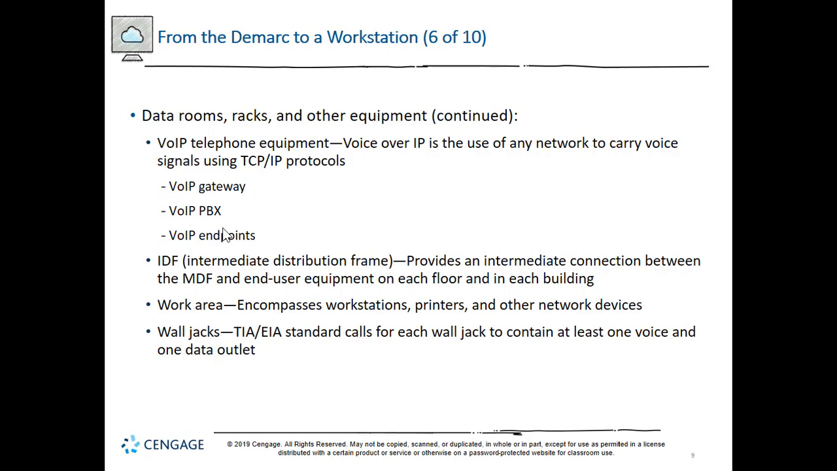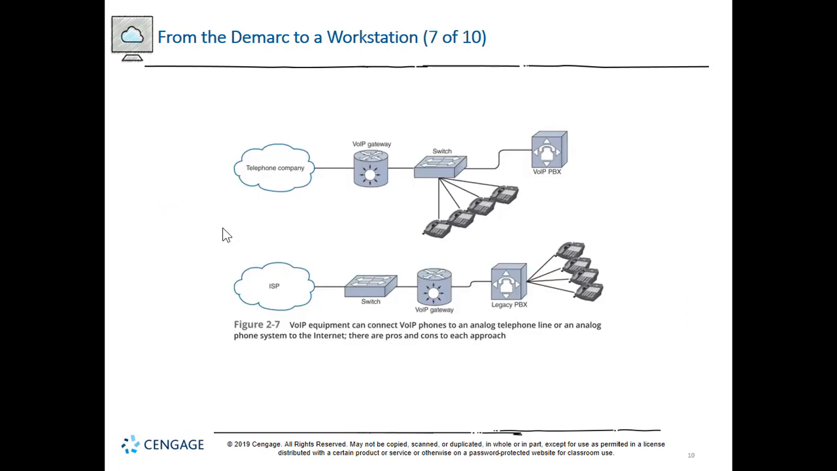A work area would be all of your computers, all of your printers, all of your nodes that are in a particular room, and they would all come back into a particular IDF or closet. The wall jack literally is what it says. It is that plug in the wall where you plug your PC or your printer in. And there's just a graphical representation of how the voice over IP would come into play here.